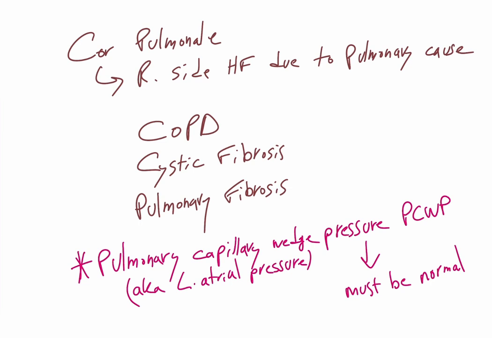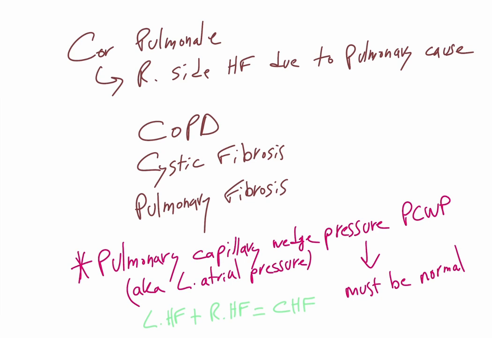Now, a key diagnostic requirement for cor pulmonale is that pulmonary capillary wedge pressure, PCWP, aka the left atrial pressure, needs to be normal. And you might be asking, why must this be the case? And the answer is because the most common cause of right heart failure is left heart failure. So to diagnose cor pulmonale, the left heart must be normal and not failing. Otherwise, it cannot be cor pulmonale. You need to also remember that left heart failure plus right heart failure is congestive heart failure.